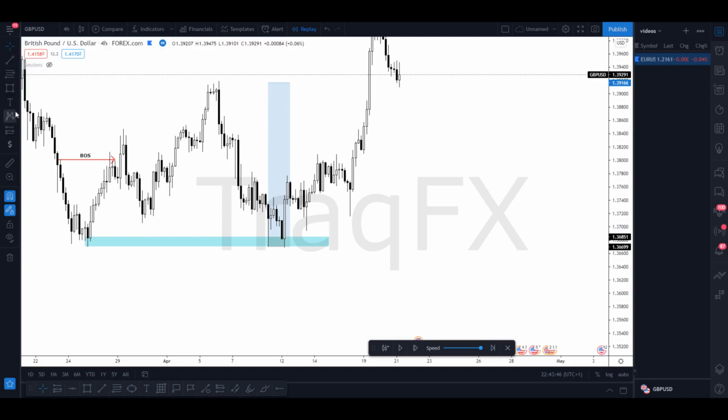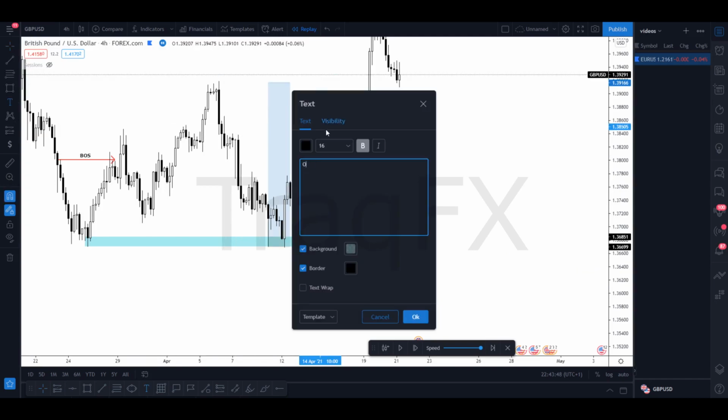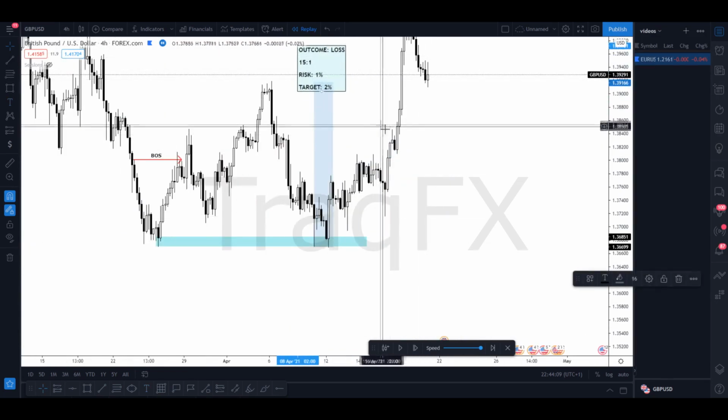But this is a loss, so I would write down outcome loss. What is this? This is a 15 to 1. Risk 1%. Target 2%. So that's basically generally how I would backtest.